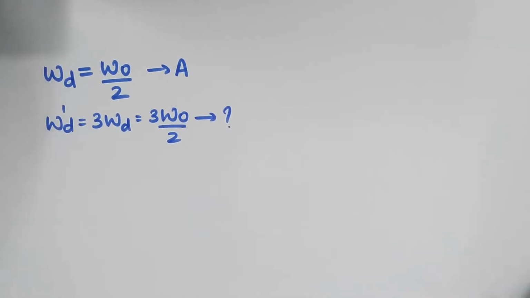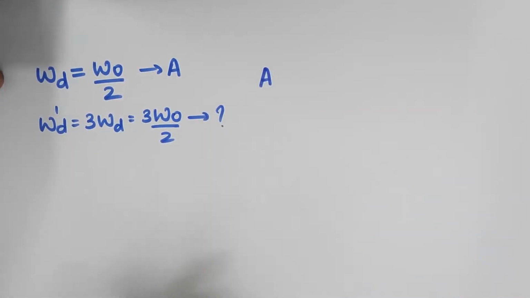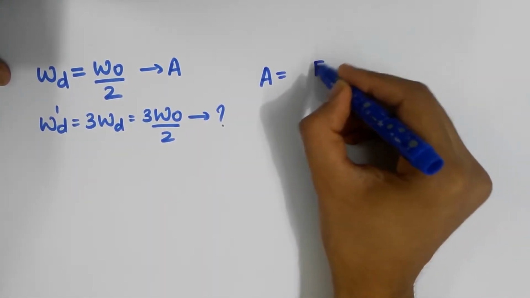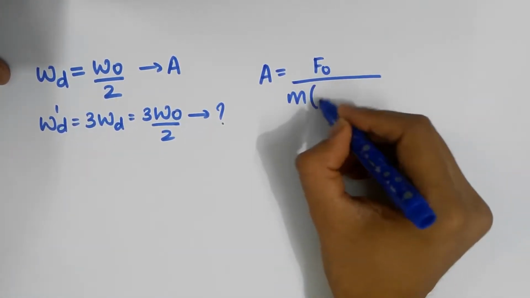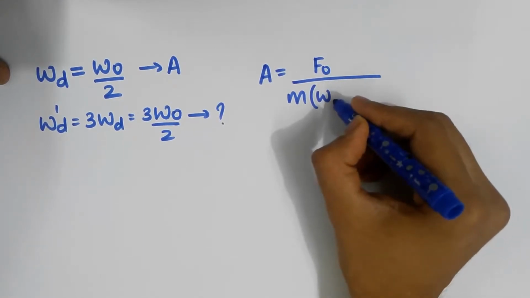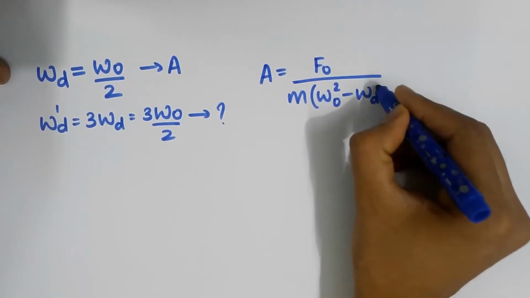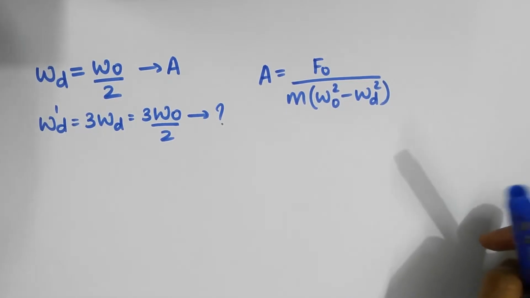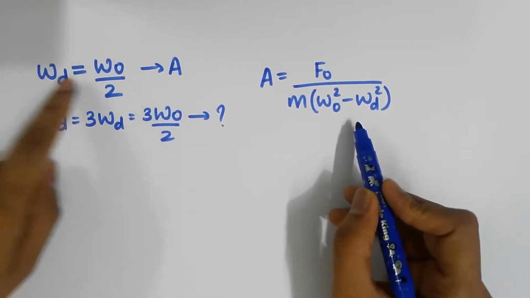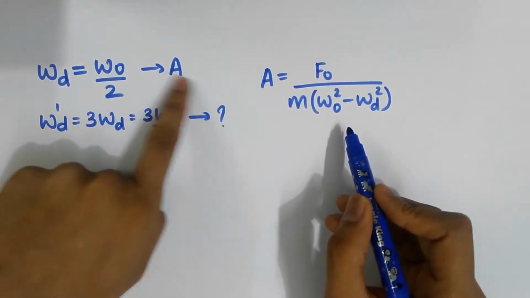What's the new amplitude? For this we're going to use the fact that the amplitude when it has been driven is equal to f naught divided by m times (omega naught squared minus omega d squared). So when omega d is omega naught by 2, the amplitude turns out to be A.